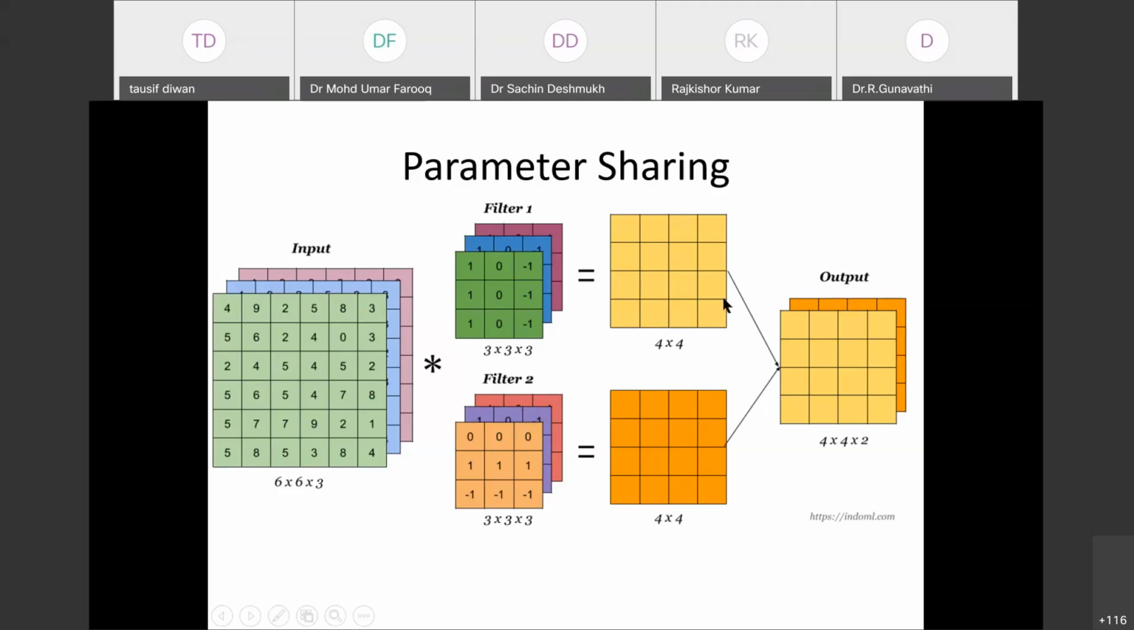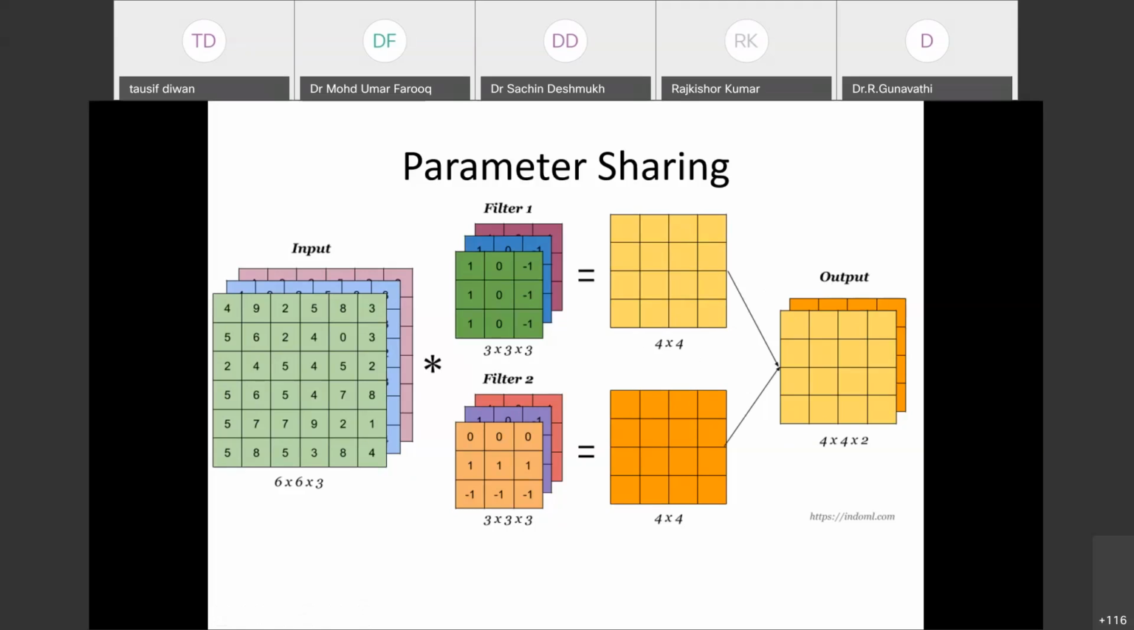Now see, this is the output of applying the first filter on the input. This is the output of applying the second filter on the input. So these outputs are cascaded in the Z direction. Now you tell me, this is the final output. What is the depth of the final output? Depth of final output is 2. Can anybody tell why depth of output is 2?